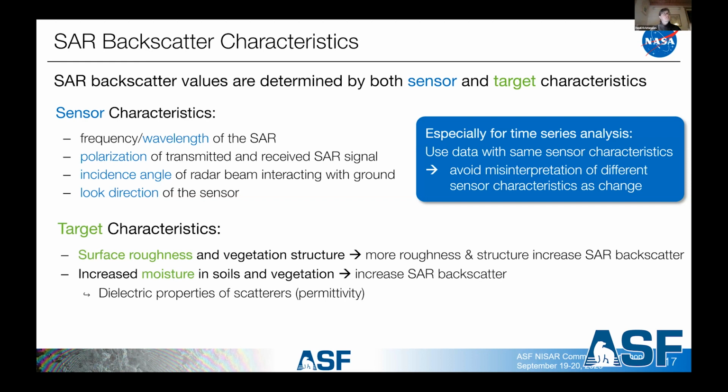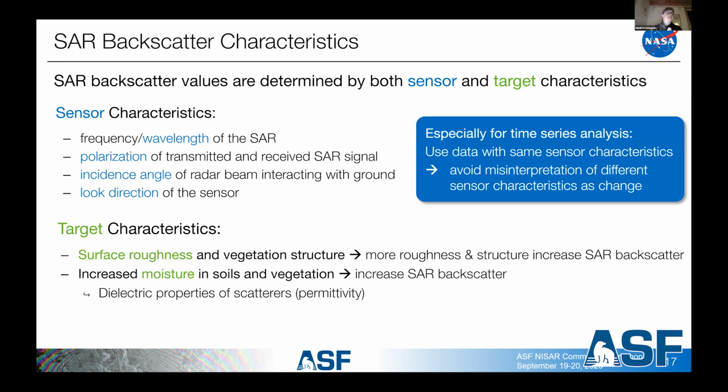So the characteristics of the targets on the Earth's surface also impact the amount of backscatter that will be returning to the sensor. Some of the key characteristics that really impact backscatter are surface roughness and vegetation structure. So if you have a rougher surface or more complex vegetation, you will generally get higher backscatter returns.